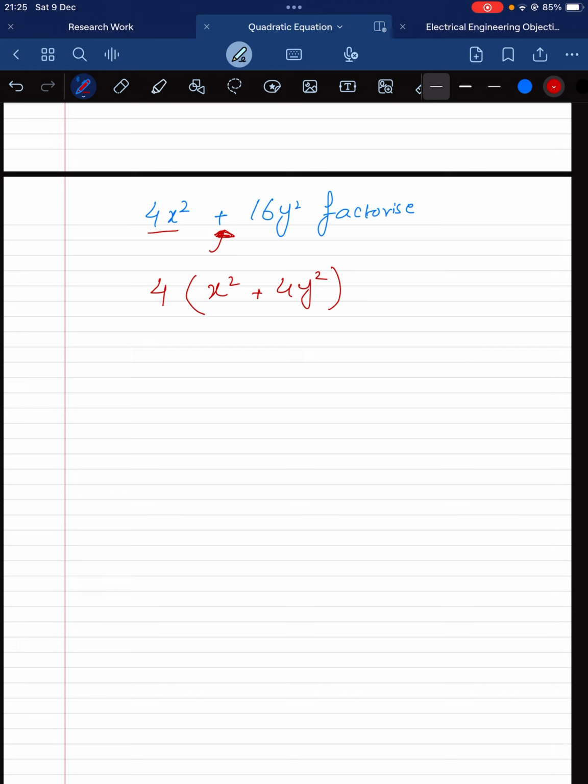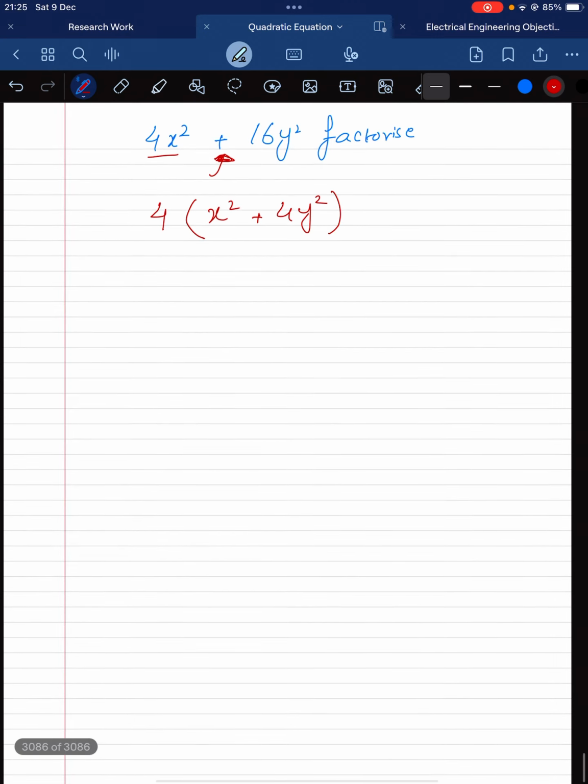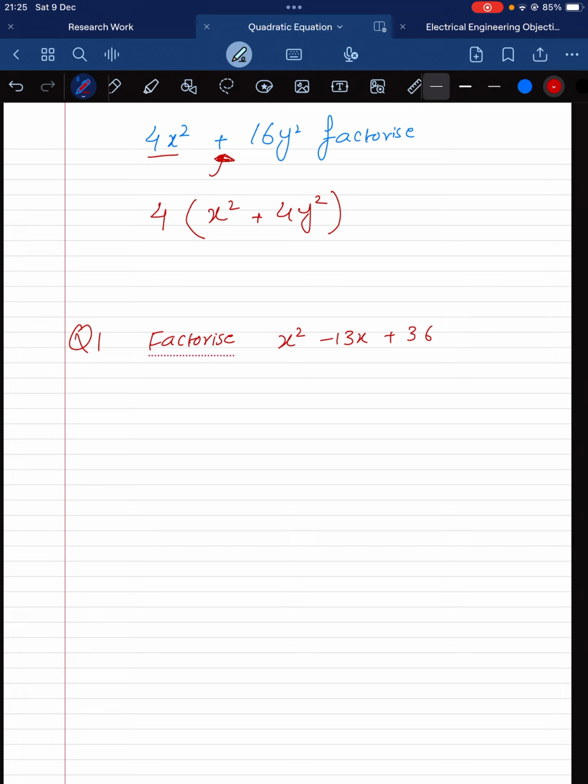The third type of factorization they may ask you in the exam is, the question is: factorize x square minus 13x plus 36. So that's quite simple. Now you can identify that this is a quadratic equation. How can we see that this is a quadratic equation? This has the highest power of 2, this has the highest power of 2, and whenever an equation has the highest power of 2, we can say that it is a quadratic equation.